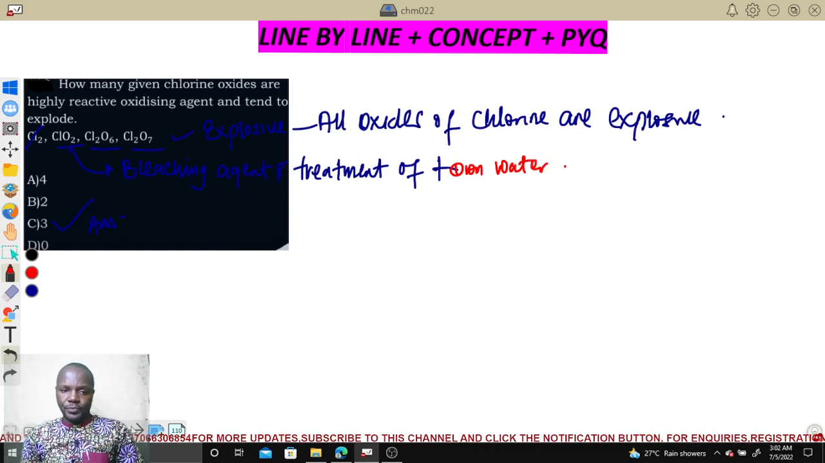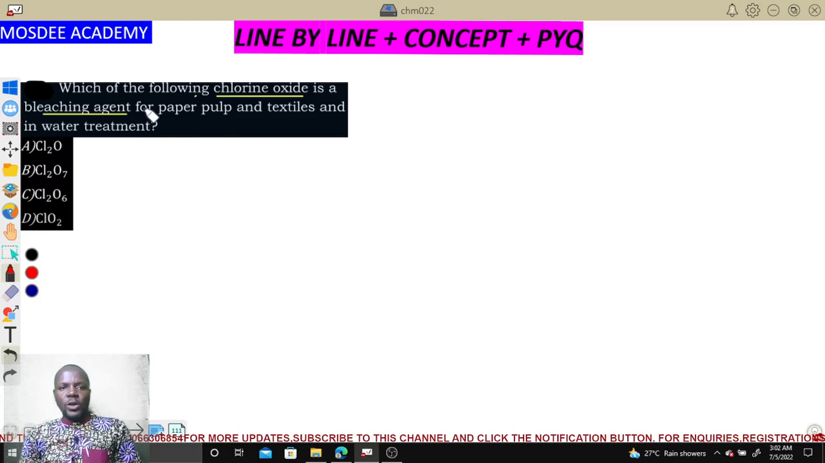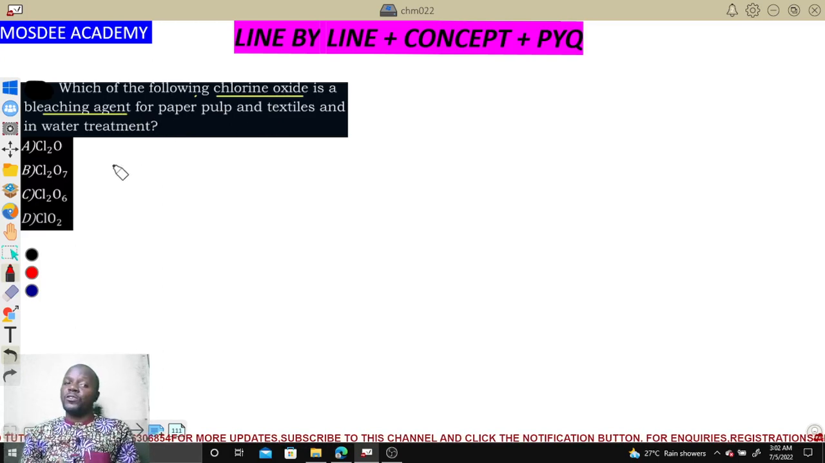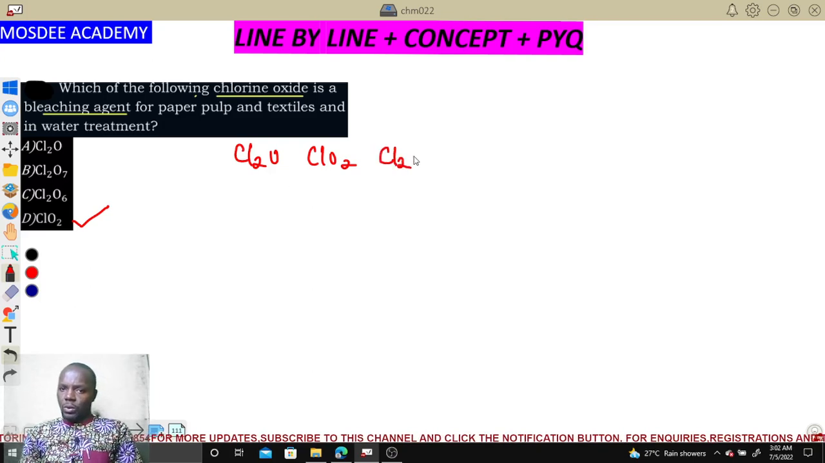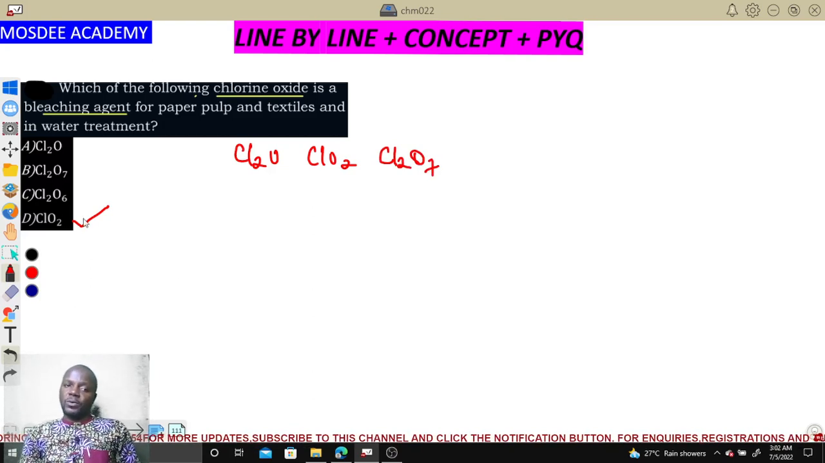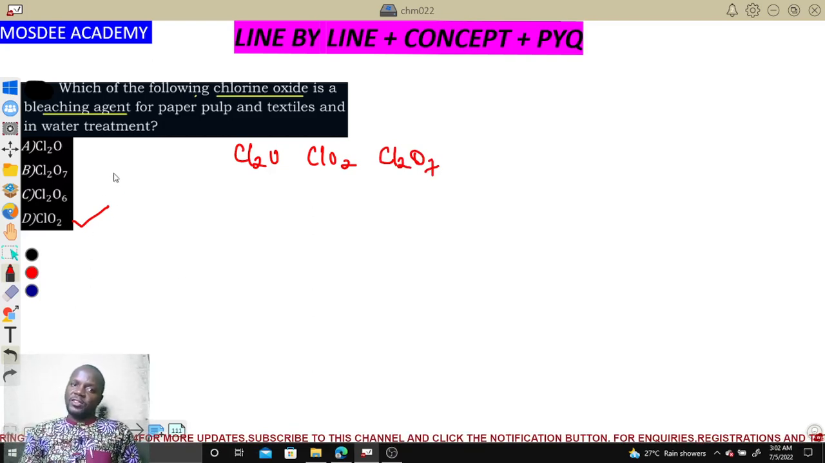The next one, we are almost there. The next question says, which of the following chlorine oxides is a bleaching agent for paper pulp and textile, and in water treatment? I just talked about that. It is not this one, but this one. So all oxides of chlorine, Cl2O, ClO2, Cl2O7, Cl2O3, and so on and so forth. But this particular one is a bleaching agent, and it's also used in treatment of water. So keep that at the back of your mind.